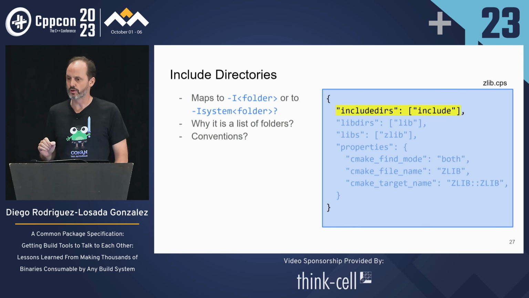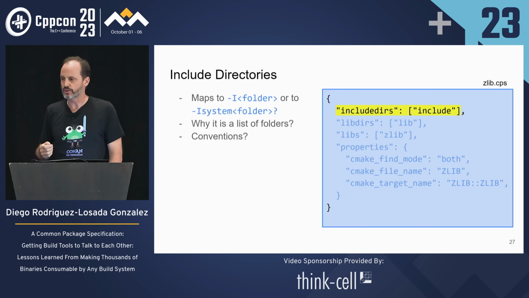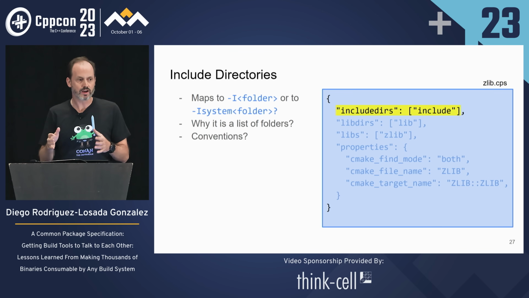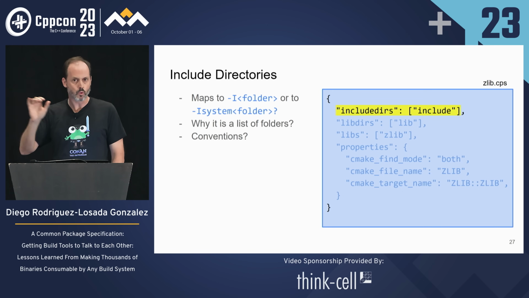Why is it a list of folders? Because there is no need to artificially constrain what library authors want to do. If some library author wants to have two include folders with their headers, why not? We know that we can pass several -I flags, right? So why artificially force them to have all their headers in a single place? There are other reasons, and we will see them later. It will be more clear why a list of folders is necessary.